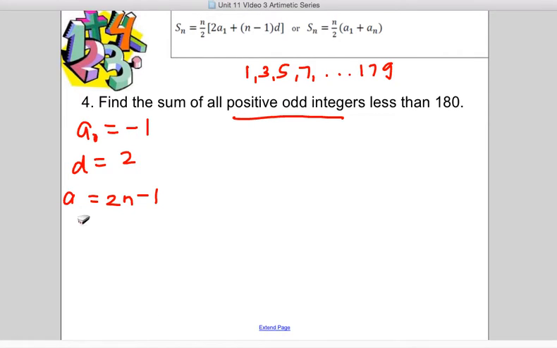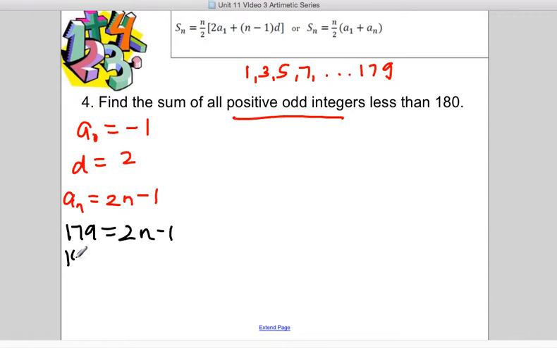So we're trying to figure out how many numbers we have. And the reason I need to figure that out is because I need n no matter what, I guess. So I need to figure out what n is in both equations. So I'm trying to figure out what n is. And I know that my last term, because this is using our equation for a sequence, is 179.